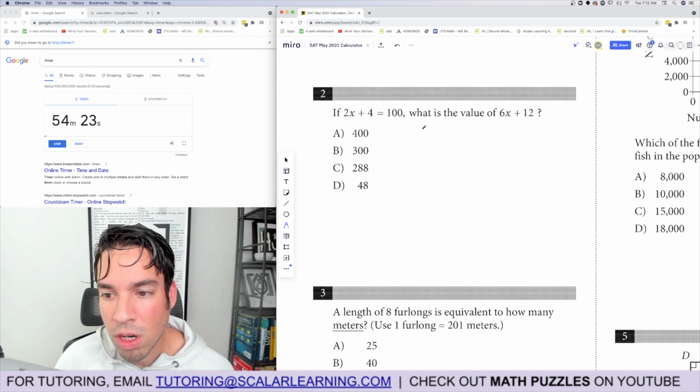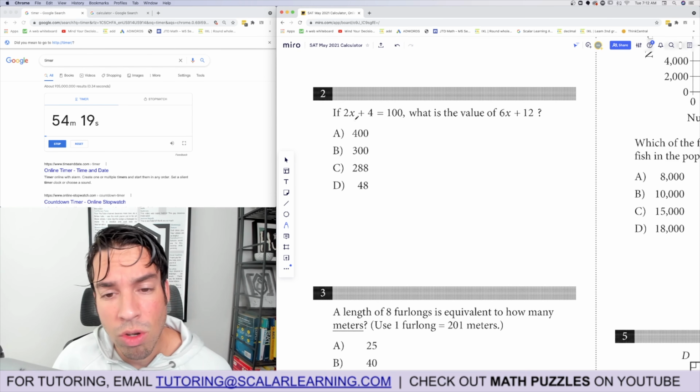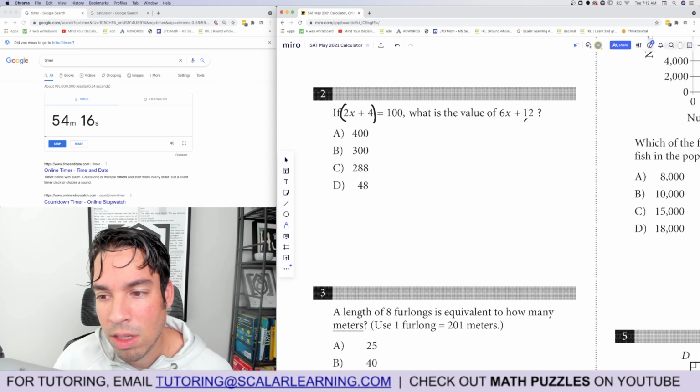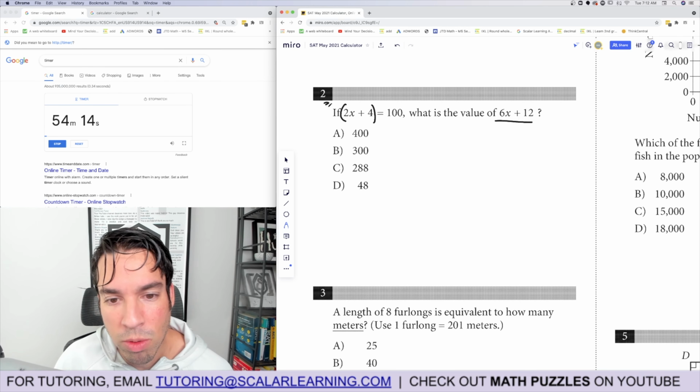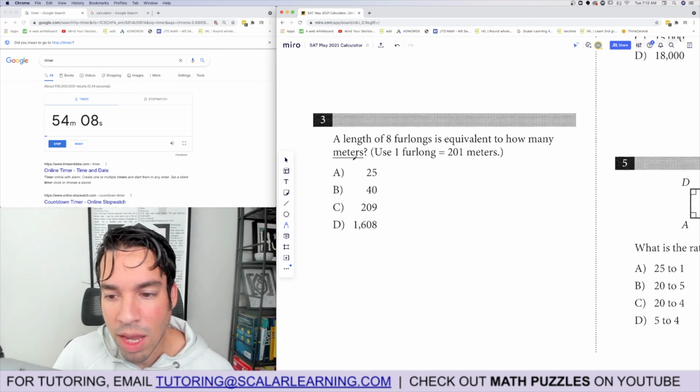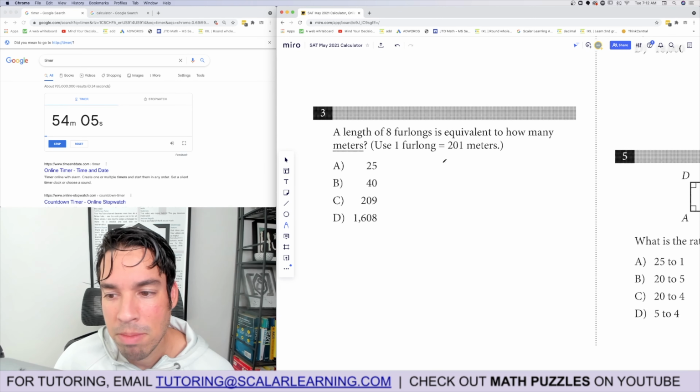All right, 2x plus 4 equals 100. What is the value of 6x plus 12? Now, they're giving you a little gimme here, right? You don't have to solve for x. You can just take this quantity, and especially when they do this with 6x plus 12, just multiply both sides by 3, and you get 6x plus 12 equals 300. Boom, done.